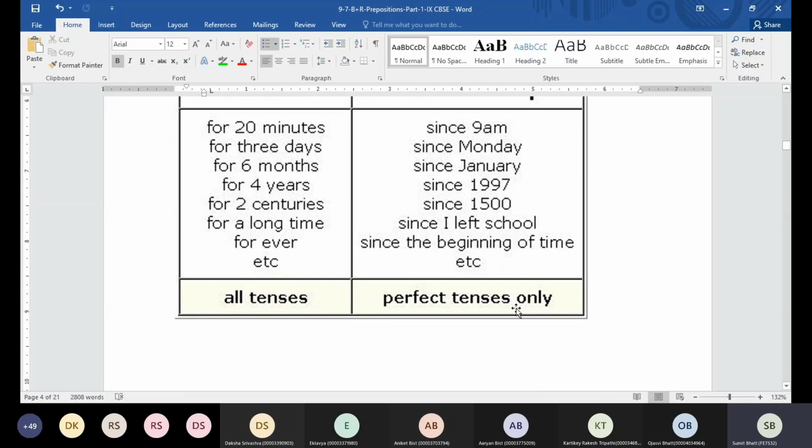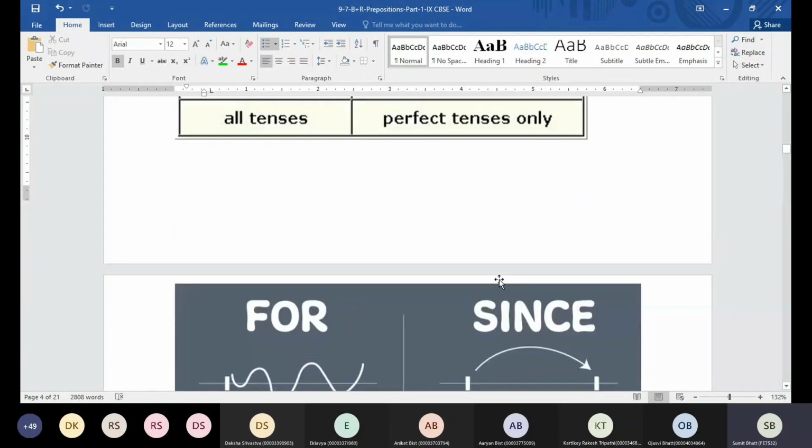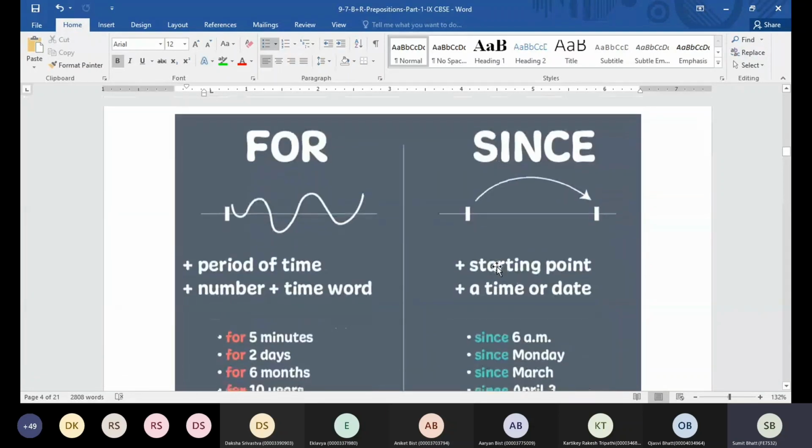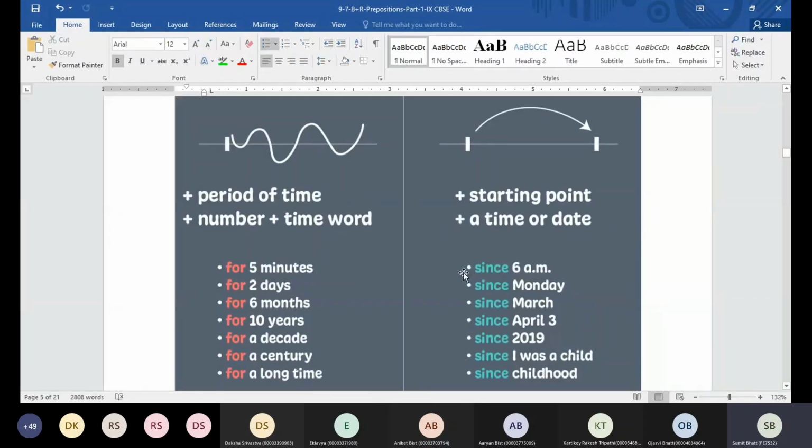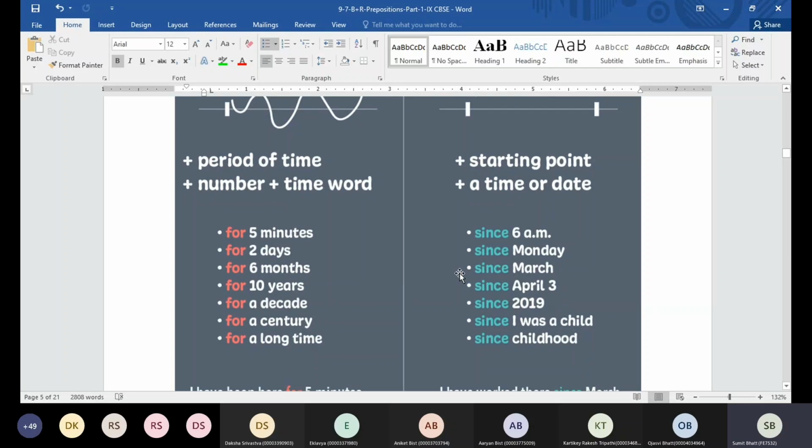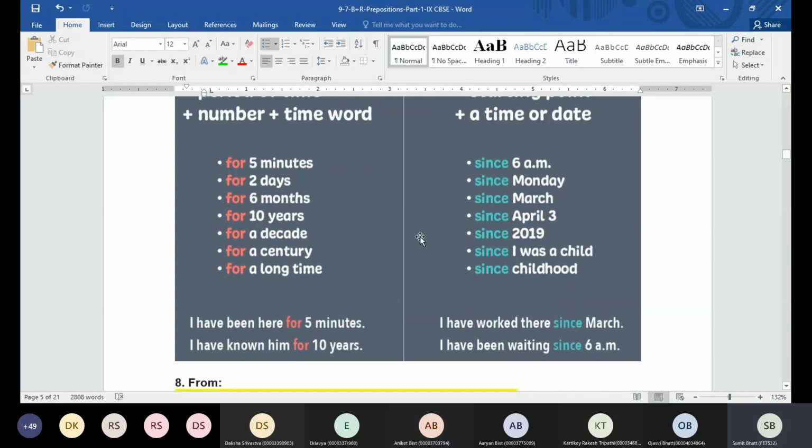Now, for can be used with all tenses. But since is basically used with perfect or perfect continuous only. More examples: for is a period of time, and some number will be there in the time word, like for 5 minutes, for 2 days, for 6 months, for 10 years, for a decade, for a century, for a long time. And since is for a starting point, and a time or date will be mentioned, like since 6 a.m., since Monday, since March, since April 3rd, since 2019, since I was a child, and since childhood.